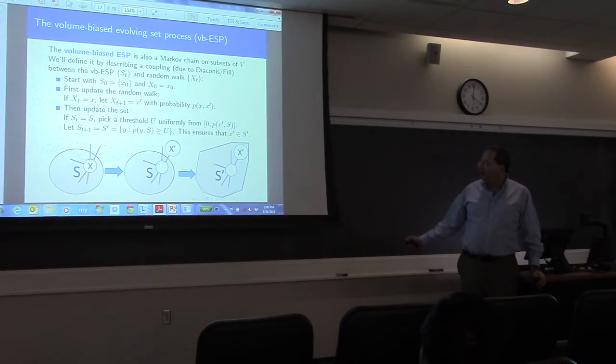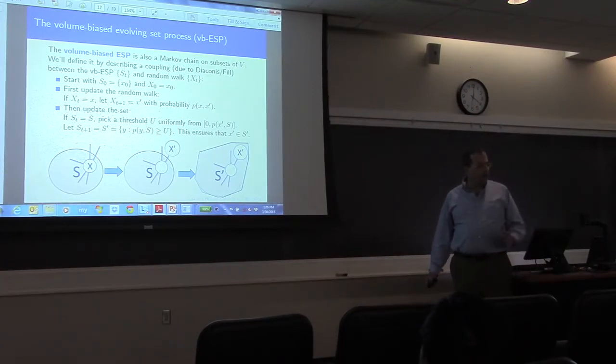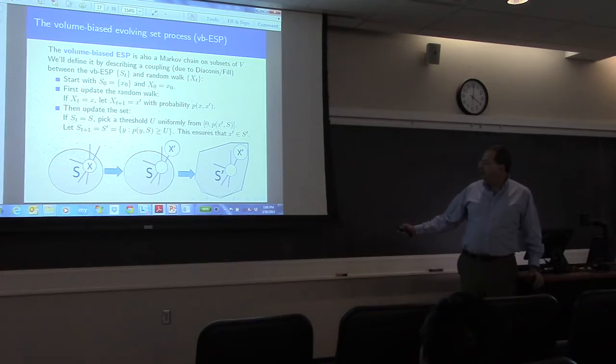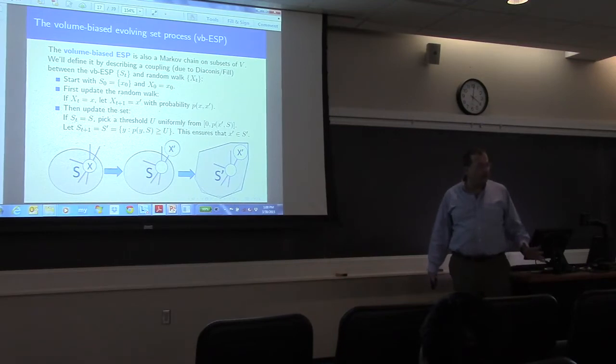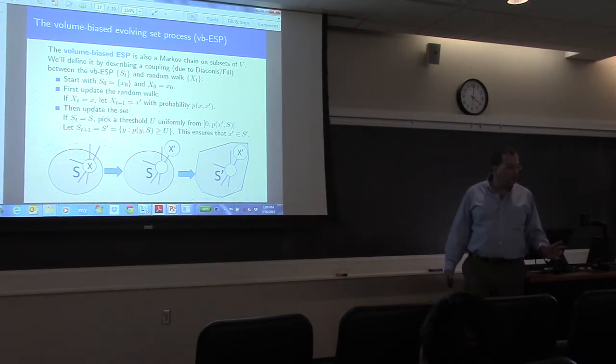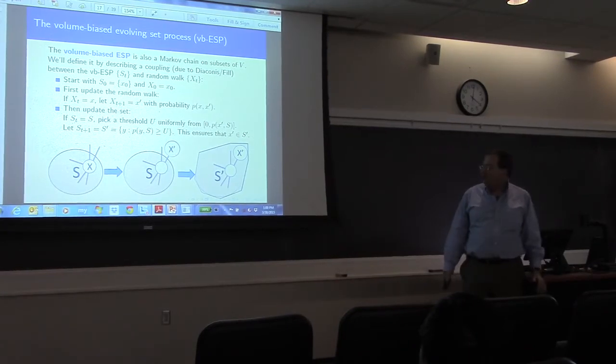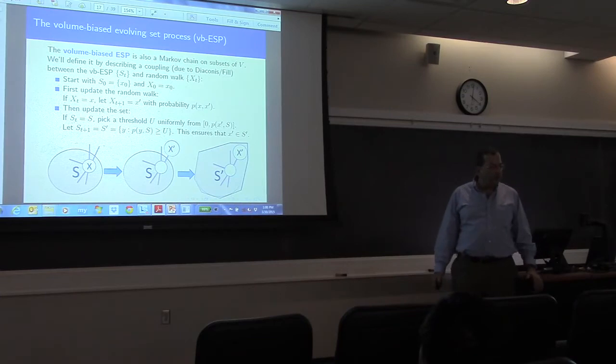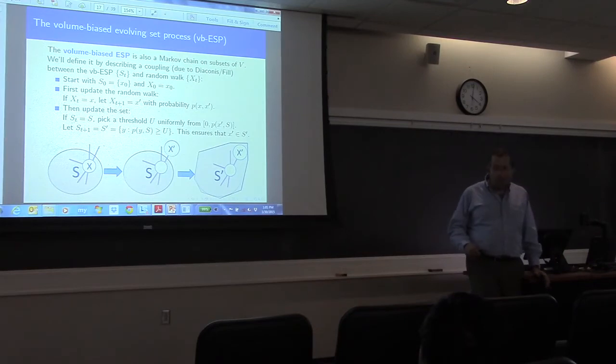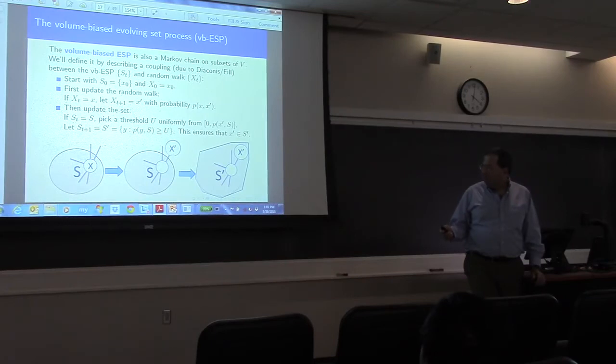Then we update the set. Suppose we're now at the set S, we're going to pick a threshold U, but not in 0, 1, rather uniformly in 0 times p of x prime S. And this turns out to be exactly what the doctor ordered in order for the process to implement this transform that we were aiming for. Again, this fact was first discovered by Diaconis and Fill with very different notation. So even the connection was not obvious, but really this coupling is due to them.